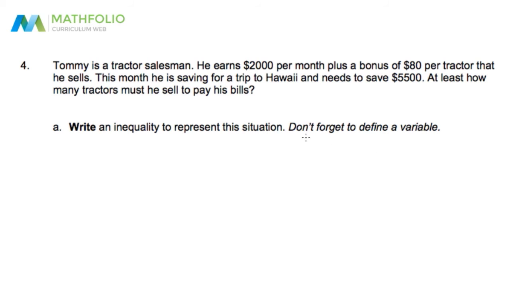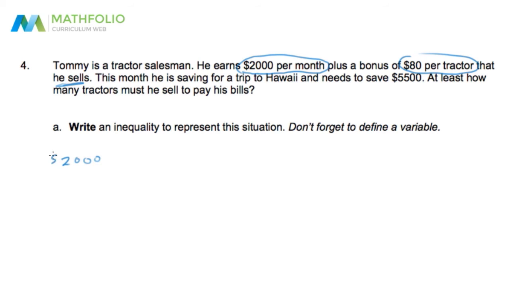Okay, so number 4. This has a few parts to it, and we've got to be very careful. Lots of words, few numbers, and something's in bold. We've got some italic as well. So let's go through this. Now, Tommy is a tractor salesman. He earns $2,000 per month. So I'm going to underline it straight away, or in fact circle it. $2,000 per month. He also gets $80 per tractor that he sells. So let me write it over here as well.